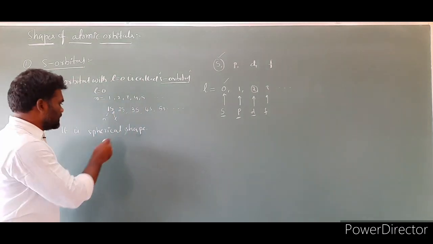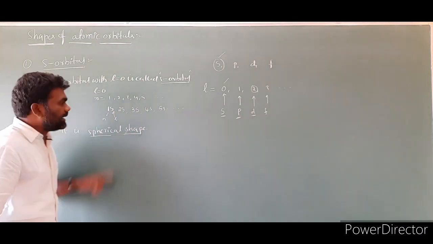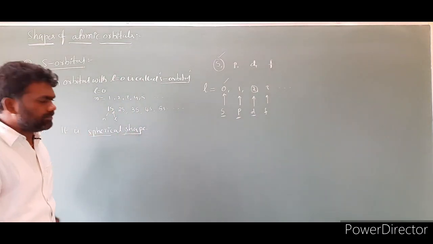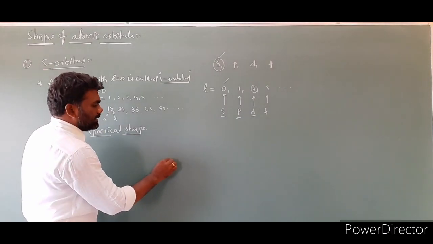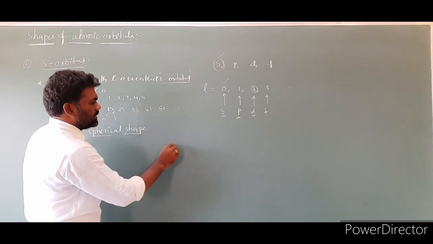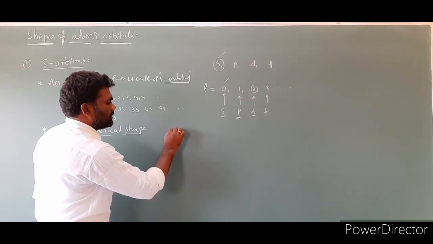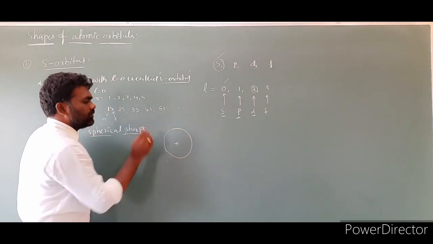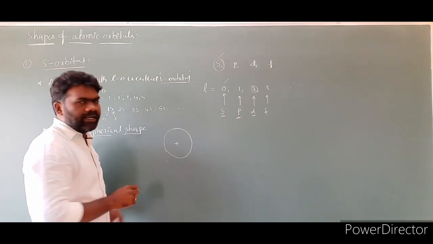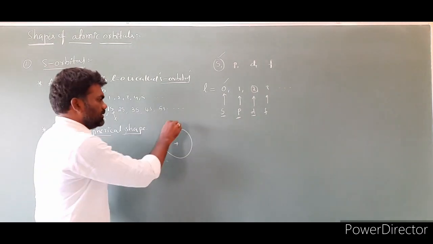Then how to understand that s orbital is spherical in shape? I am taking one s orbital for understanding purpose, and the nucleus of an atom. This is the nucleus of an atom, and these are the electrons rotating. Imagine I took the orbit. Right, I am dividing this atom into 3 coordinates.